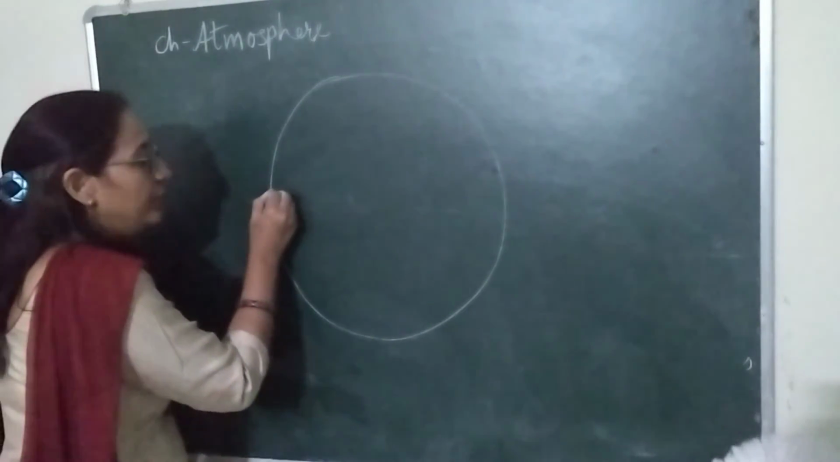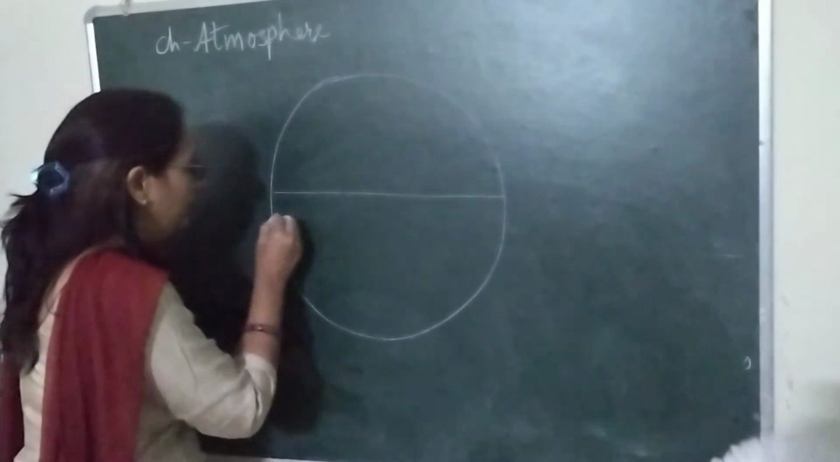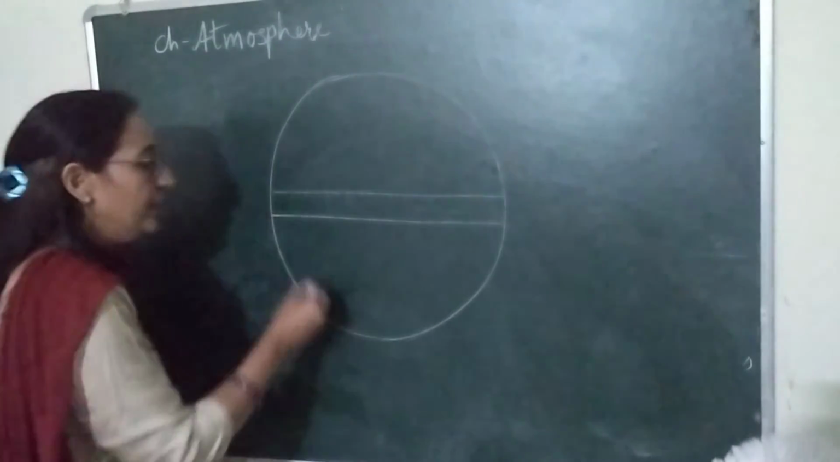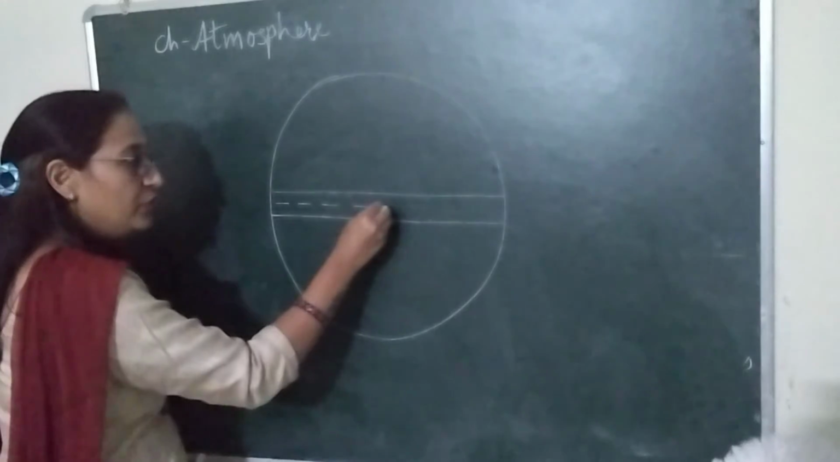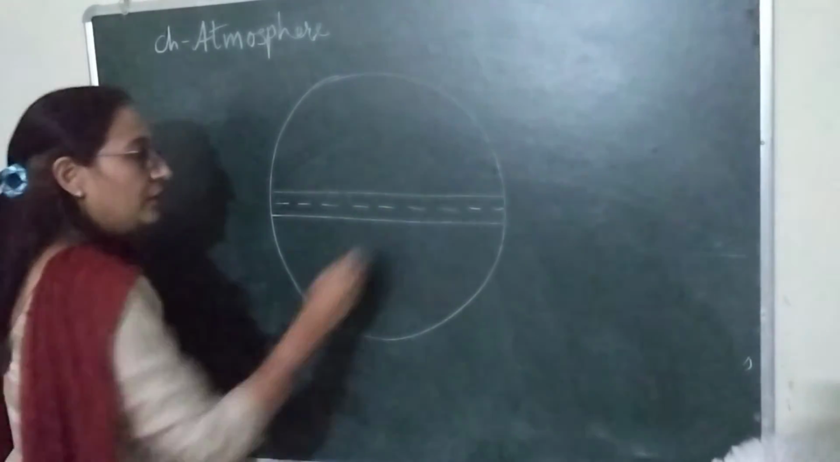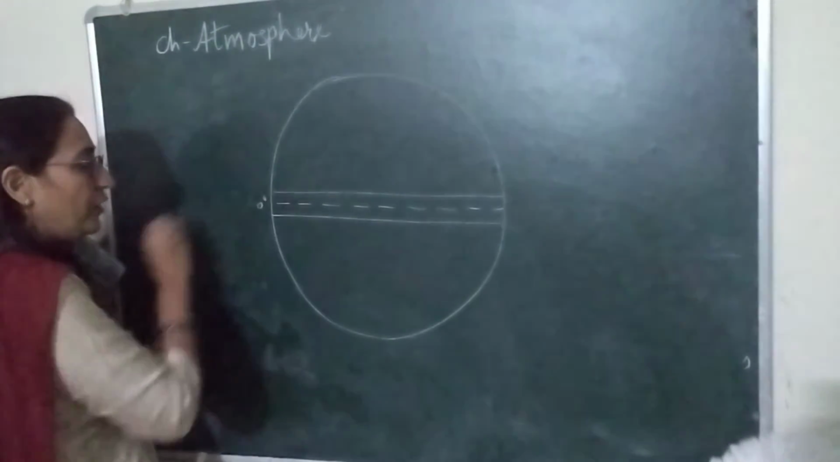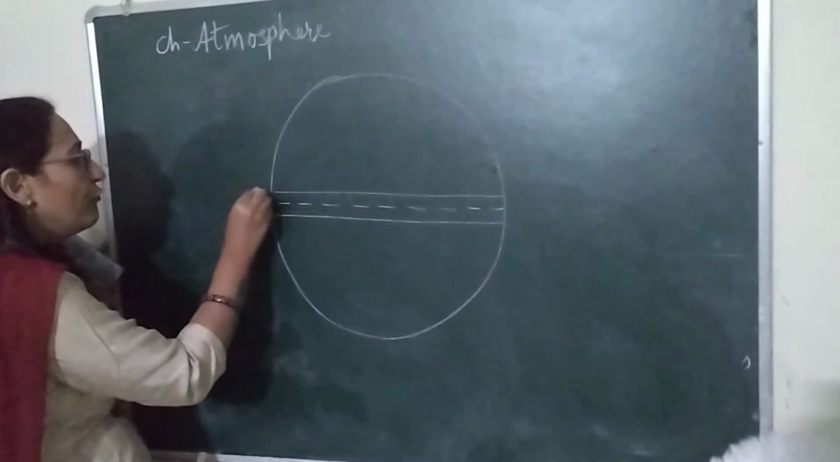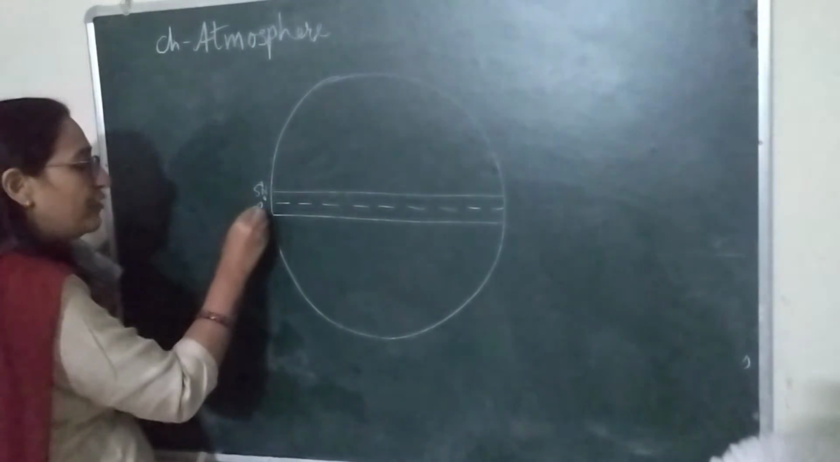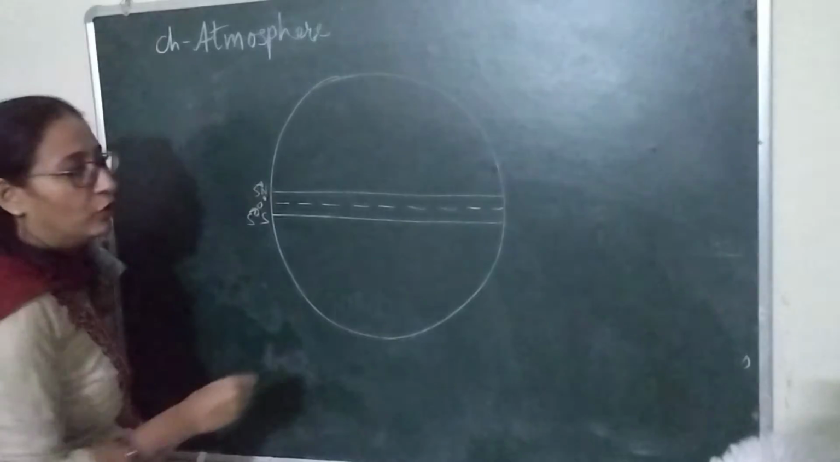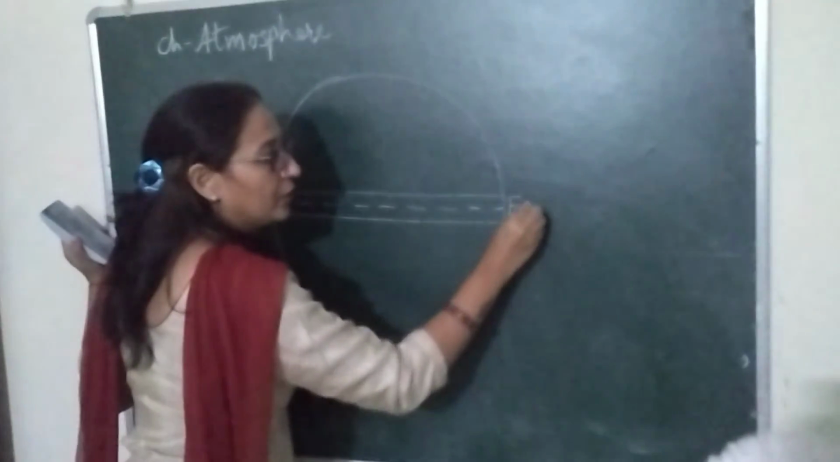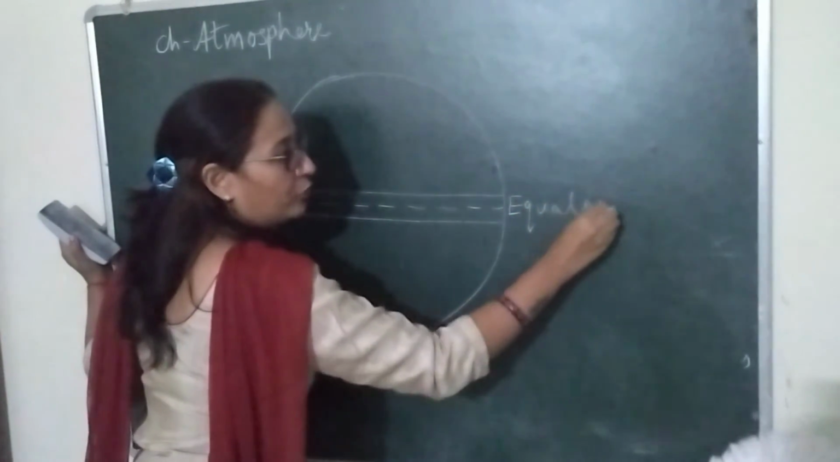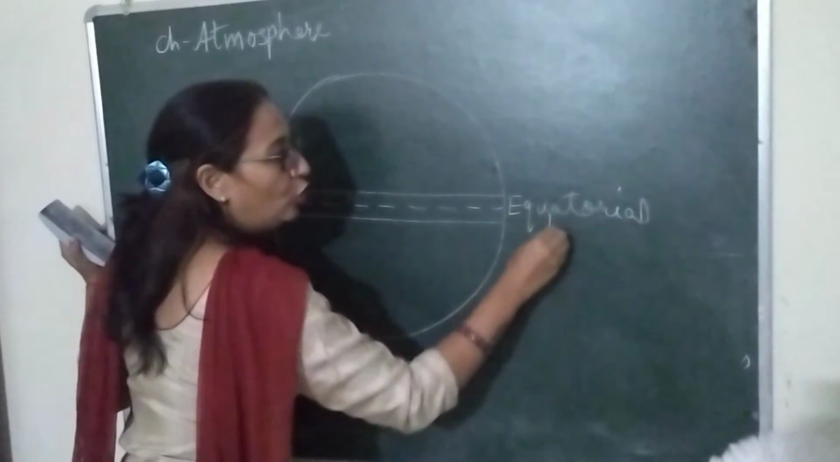Now first we have to take a recap of the pressure belts we have discussed in the previous video. Now this is 0° equator. As we know, 5° north to 5° south. What we call this pressure belt? Equatorial low pressure belt.